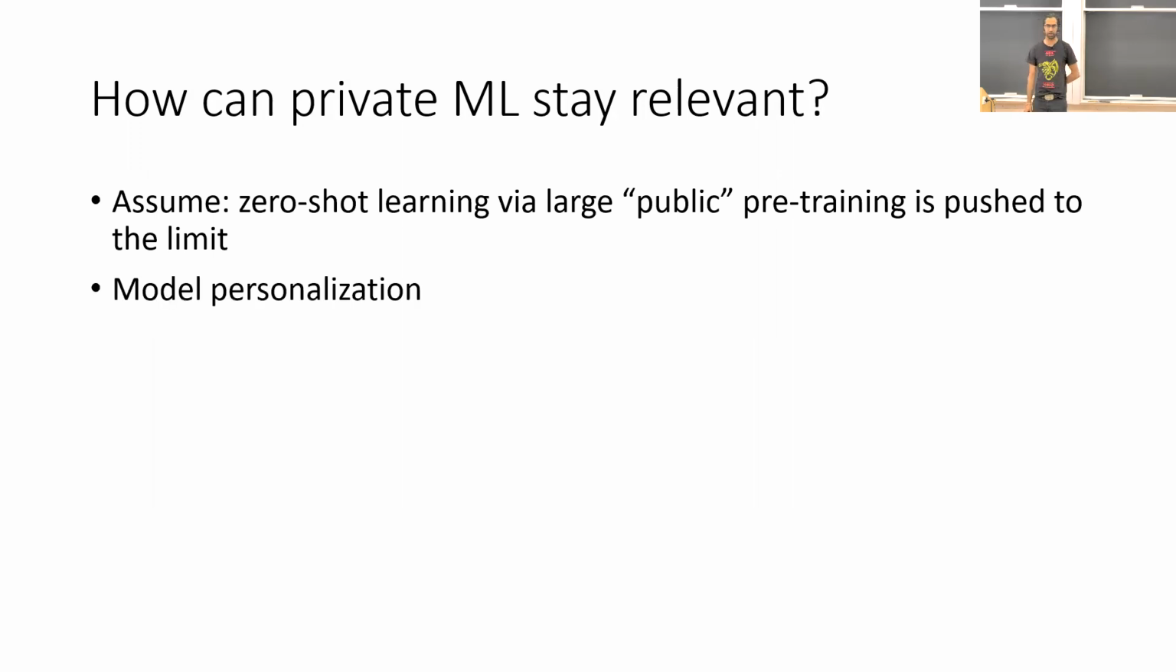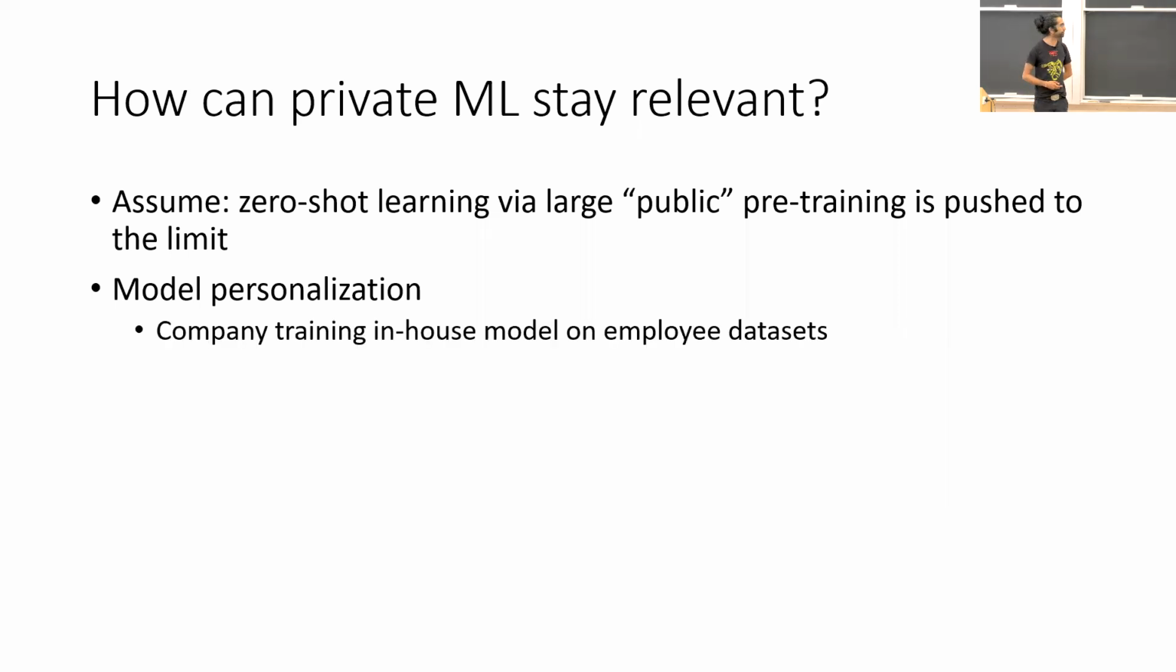I think there's still a lot for private ML to do. In particular, model personalization, which inherently you can't do zero-shot because it's supposed to personalize to something, so you need training data or else it can't do it. For example, imagine there's something which is generally good at handling email-based data, but in-house you want to specialize a machine learning model to your employee data sets. That would need to be done privately.